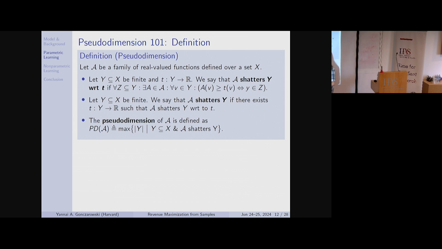Yeah? It looks like all of this doesn't really pertain much to auctions. It's statistics. That is true. We're going to, in a minute, talk about how to prove that a specific auction has this pseudo-dimension, and there are tricks. The revenue functions of auctions behave in certain ways, so there are tricks on how to prove this for them. But to answer your question more generally, yes, we need to understand basic statistical learning theory in order to do revenue maximization from samples.